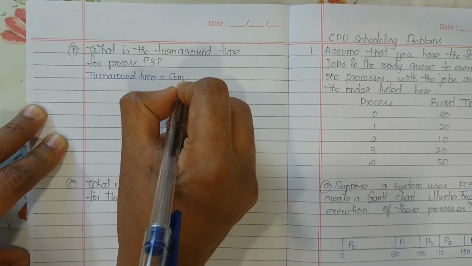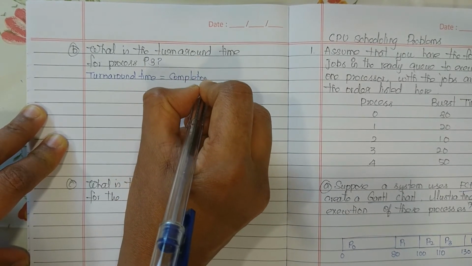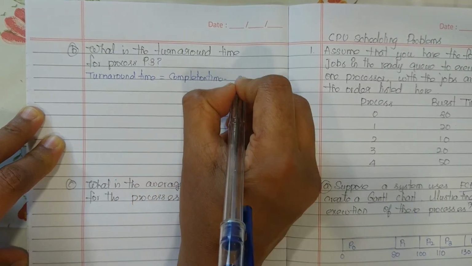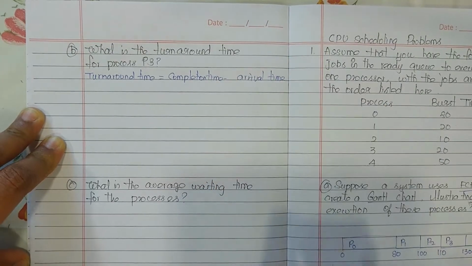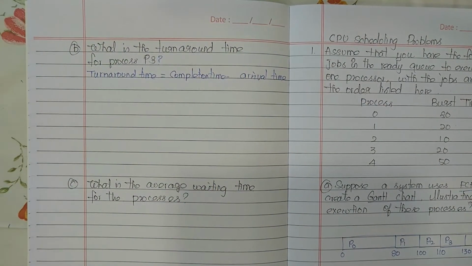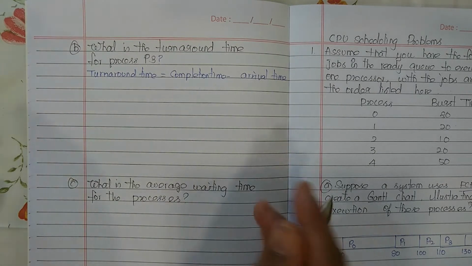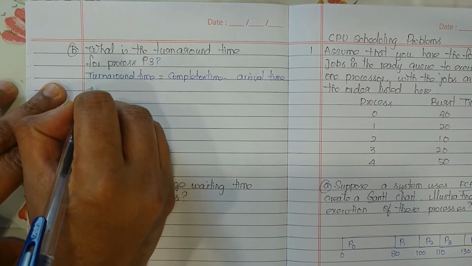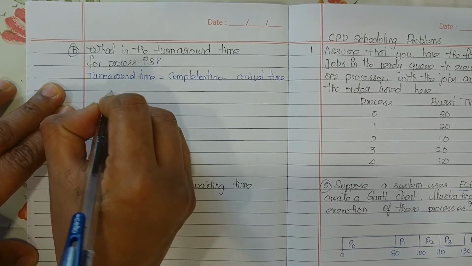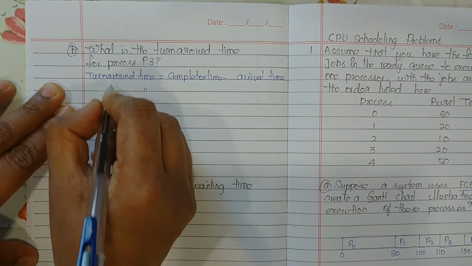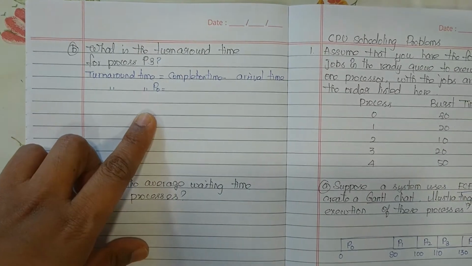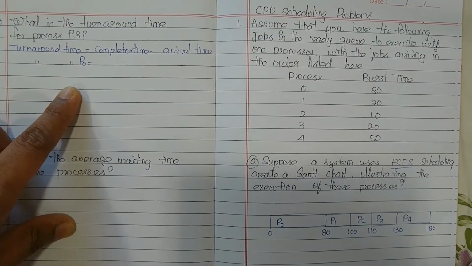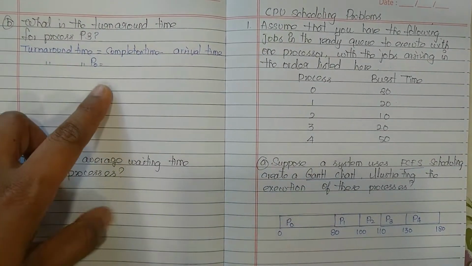the completion time minus arrival time. So this is the basic idea of turnaround time. Okay. So let's calculate the turnaround time, I'm writing like this. Turnaround time for P0. For the completion time, we need to use the Gantt chart also. So I need the Gantt chart. Okay then.